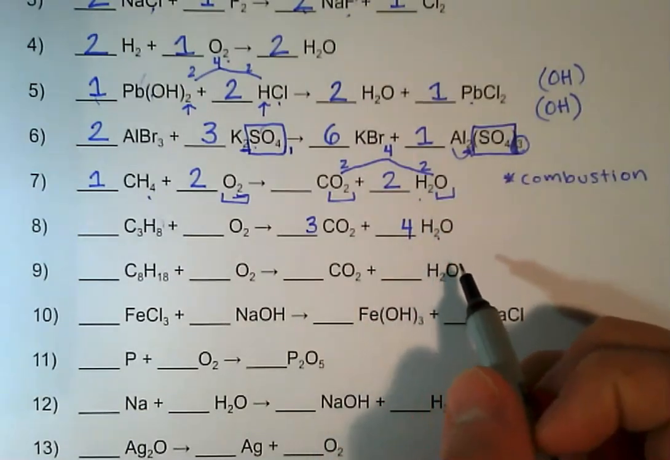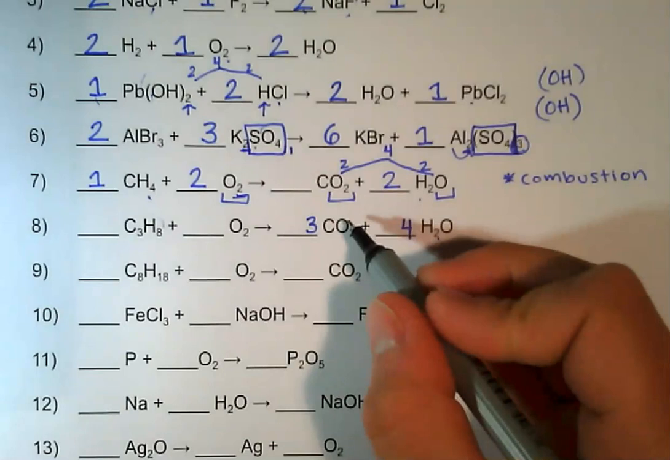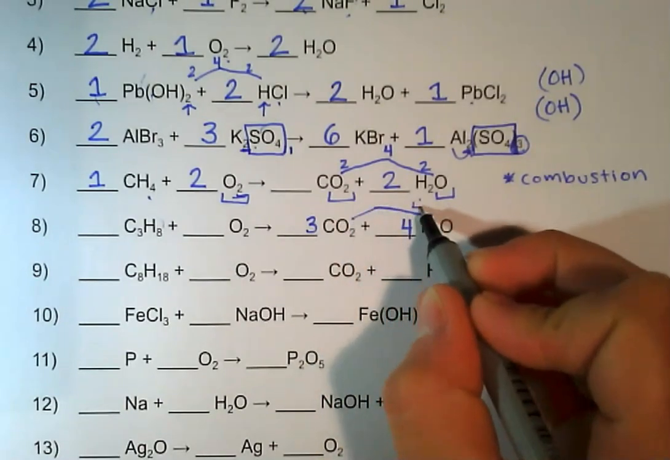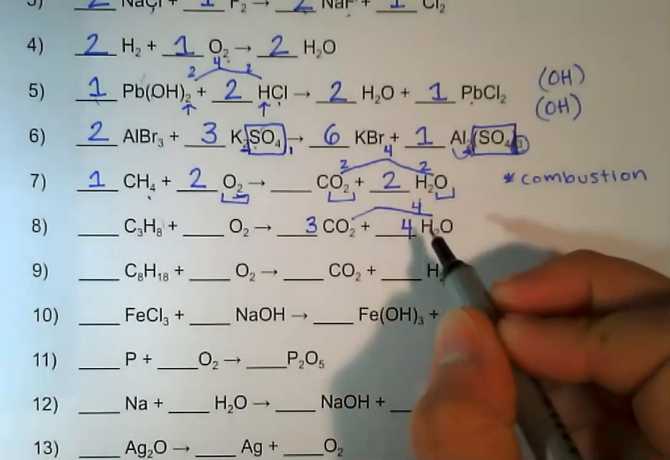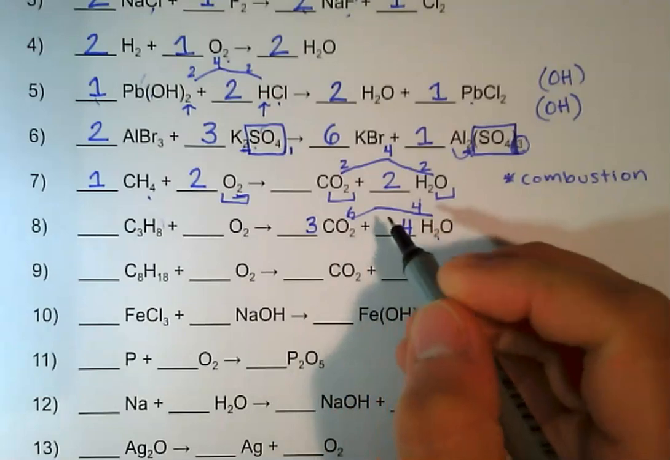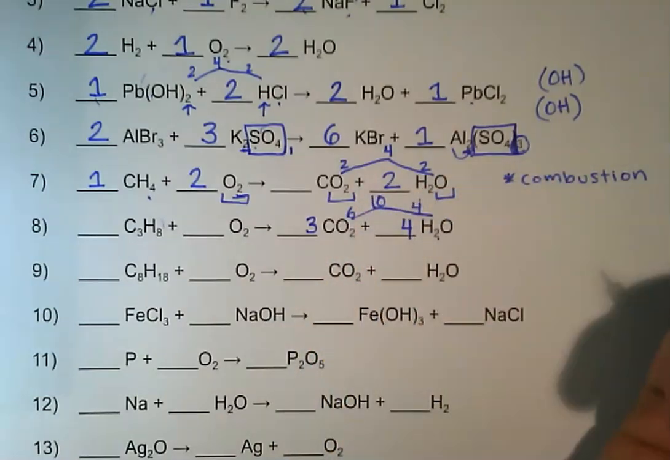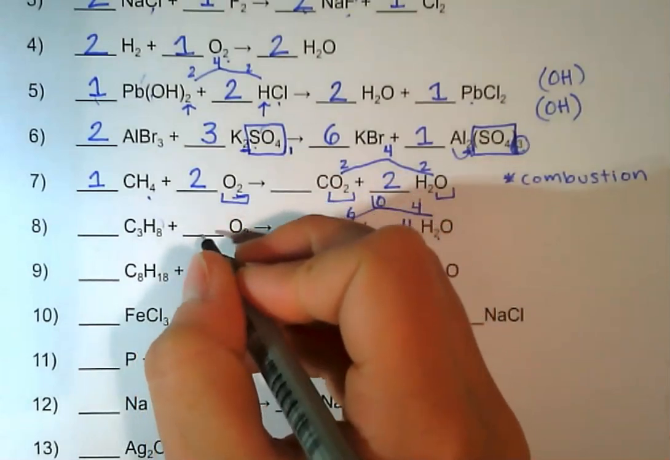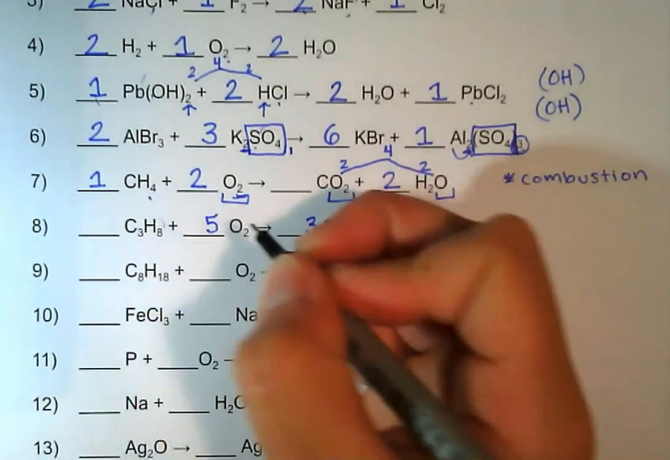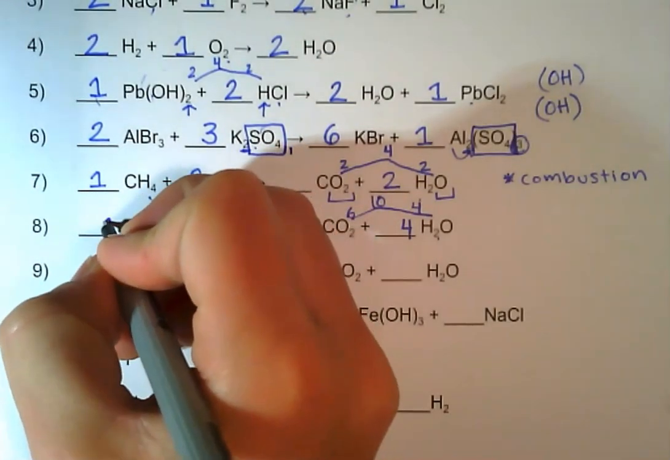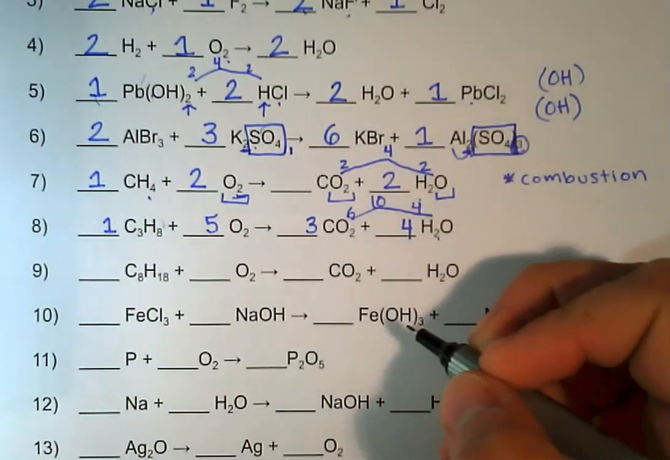Now I'm going to look at oxygen. So drawing my caret here, I have 4 oxygens from my H2O and 2 times 3 is 6 oxygens from my CO2 for a total of 10. And of course 10 divided by 2 would give me 5, so I need to do 5 times 2 to give me 10 oxygens on my reactant side. And then I'm going to fill in my 1 in front of C3H8.